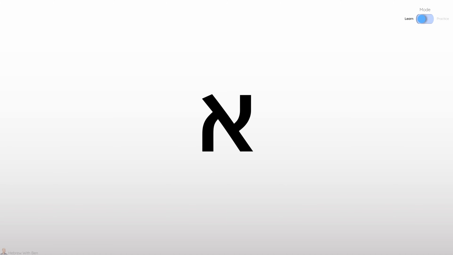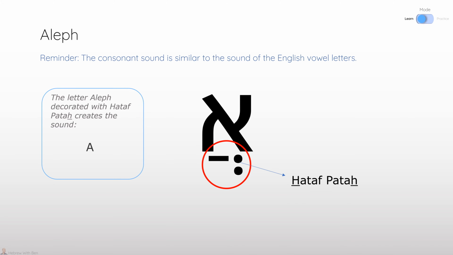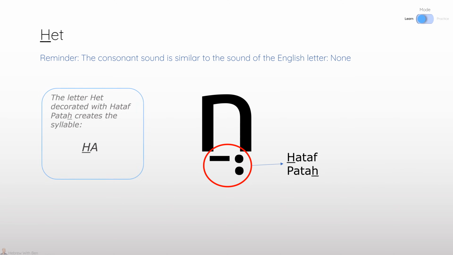Let's see a simple example. Let's take the letter Aleph. When we add the Hataf, we get A. Again, A. Now the letter Chet. Let's add the Hataf, and that will give us Cha. Cha.